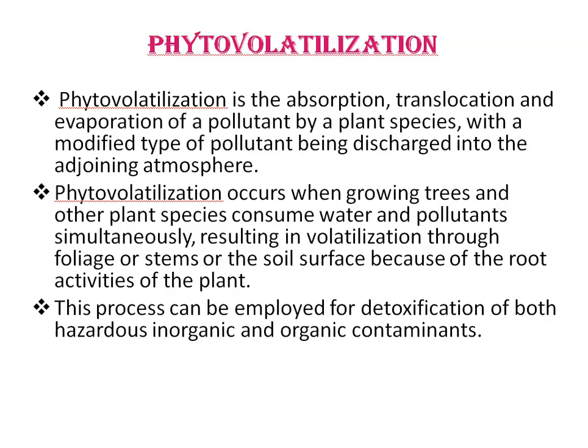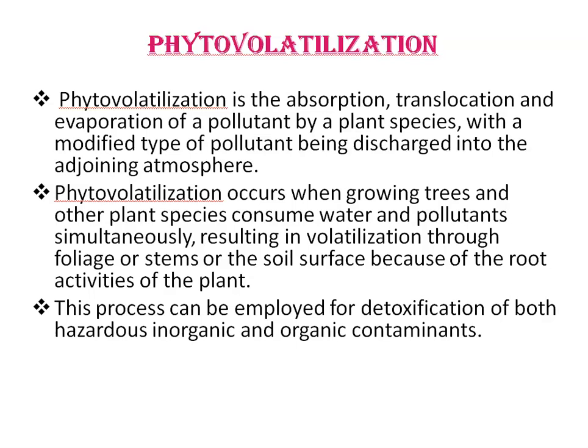Next mechanism is phytovolatilization. Phytovolatilization is the absorption, translocation, and evaporation of pollutant by a plant species, with a modified type of pollutant being discharged into the adjoining atmosphere. Phytoevaporation or phytovolatilization occurs when growing trees and other plant species consume water and pollutant simultaneously, resulting in volatilization through the foliage or stem or the soil surface because of the root activities of the plant.